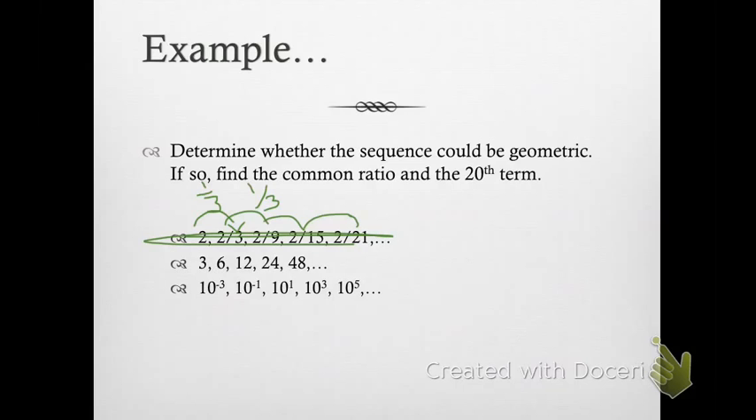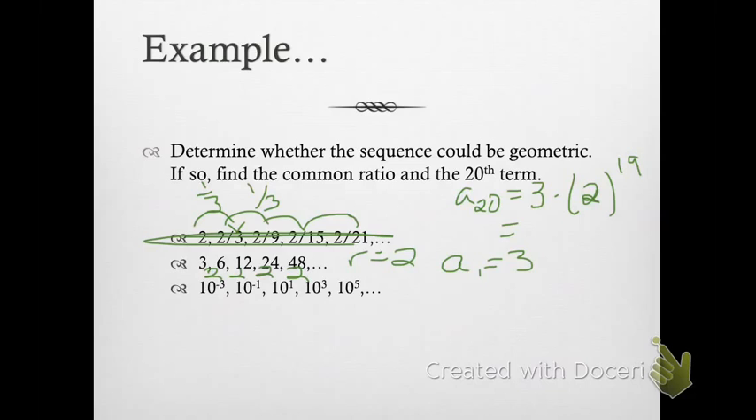In the second example, we've multiplied by 2, by 2, by 2, by 2. So the common ratio is 2. The first term is 3. So to find the 20th term, we're going to take the first term, multiply by the common ratio, raised to the n minus 1, which, since n is 20, the n minus 1 is 19. So we take 2 to the 19th, multiply that by 3, and we get an answer of 1,572,864.